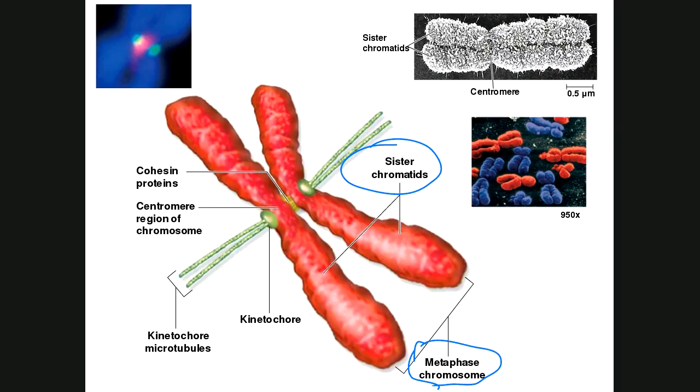Just keep looking at this picture and processing what the terms mean, as you're trying to get those separated in your mind. It's the cohesion proteins that are holding the sister chromatids together. They are on the other side of that narrow part, which is the centromere. Centromere is just the narrow part. Again, it's not a thing, it's a region.